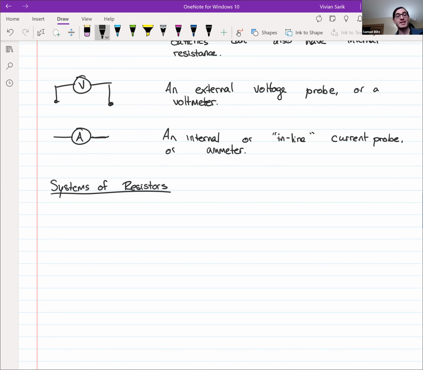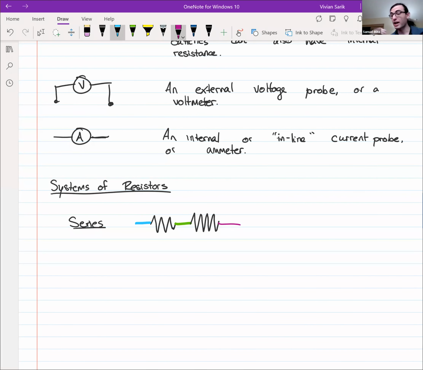So just like capacitors, resistors can also be arranged in series or in parallel. For two resistors in series, we would draw a diagram like this. Let me use different colors. So we have black, then green, and then black again. And then let's use purple.